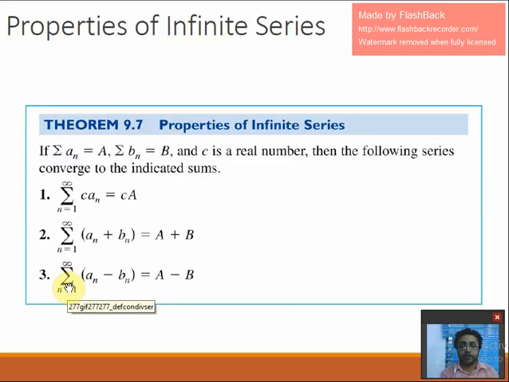Now, there are some properties of infinite series, just like infinite sequences. If the sum of a_n equal to A and the sum of b_n equal to B are two series which converge to A and B, and C is any real number, then these properties must hold. Just look at the properties. If C is multiplied with the series, then the sum will also be multiplied by that C. Again, summation or subtraction of two series will be addition or subtraction of the converging values.